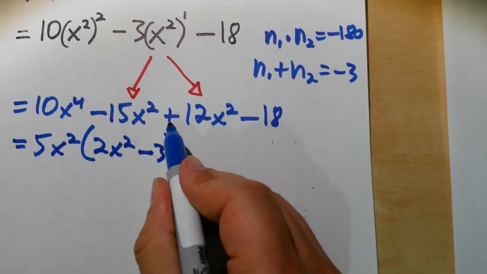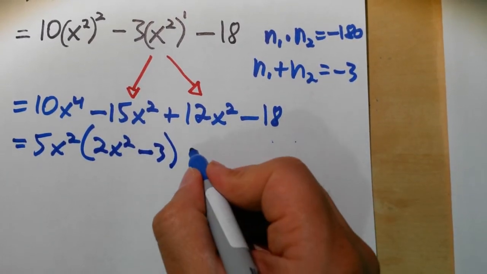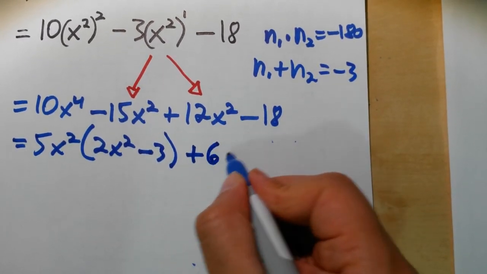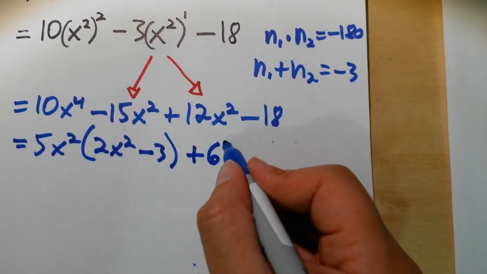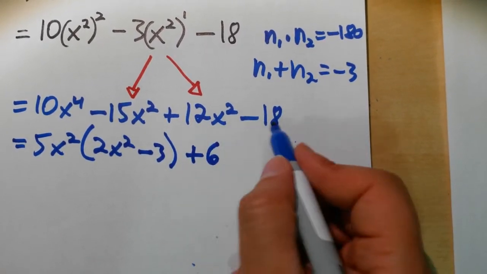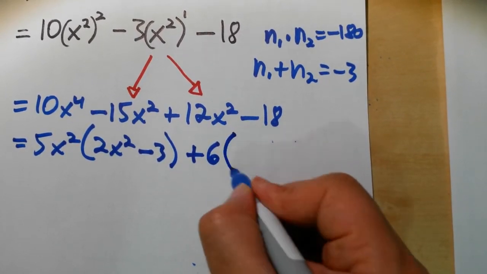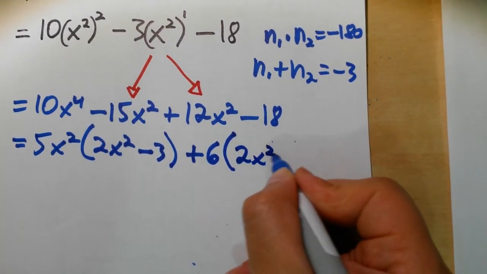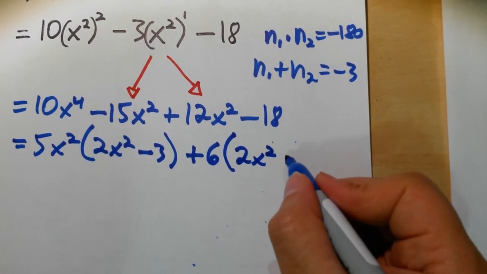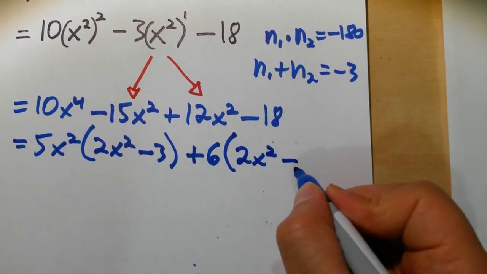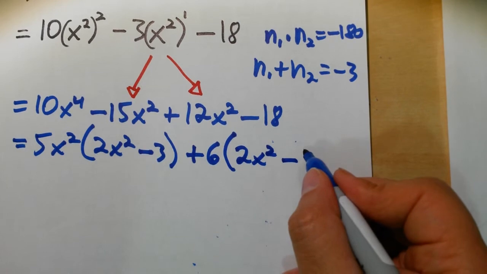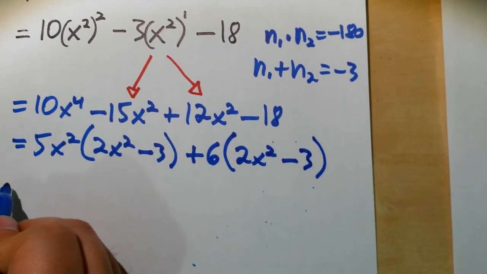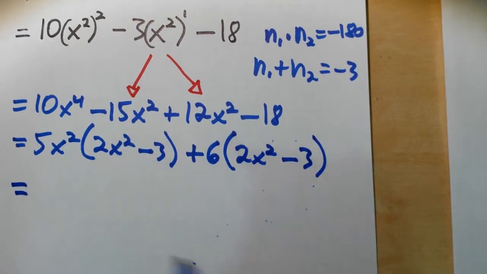Between these two we can factor out 6, and among the variables, not really, so only the constants. 12 and 18 are both multiples of 6. So 6 times 2x squared in order to get 12x squared, and 6 times negative 3 in order to get negative 18. This is starting to look pretty good.